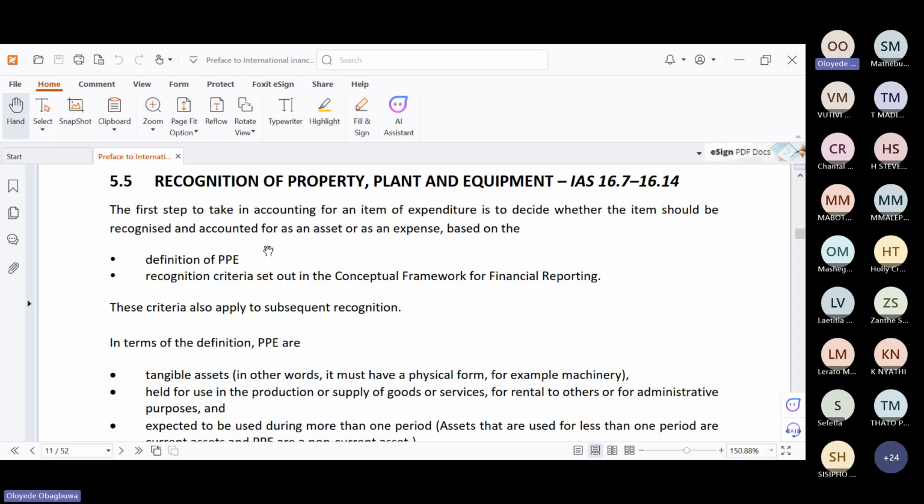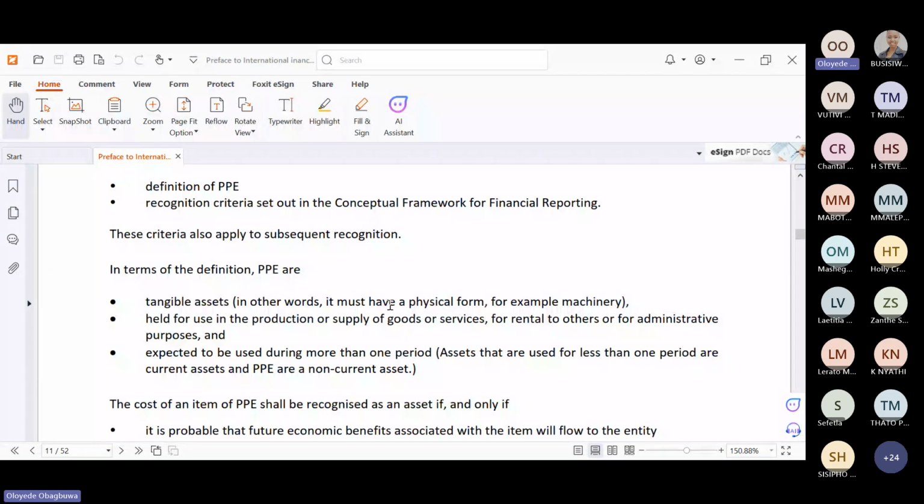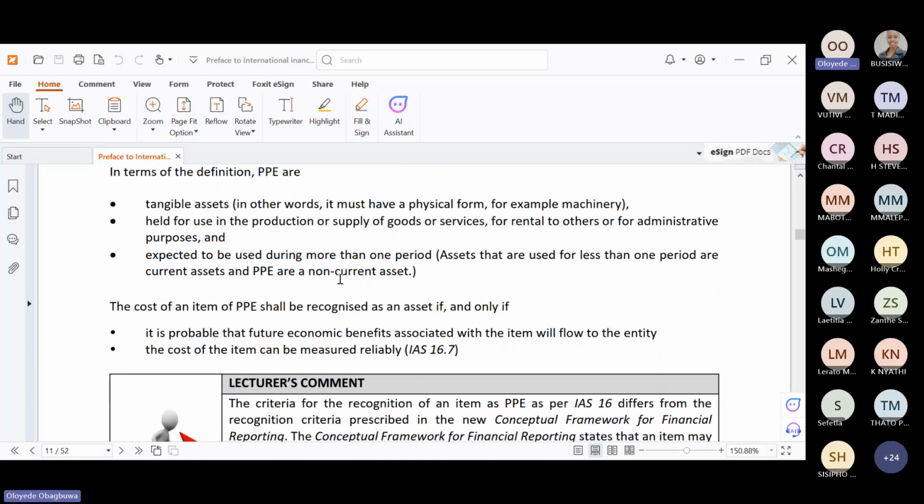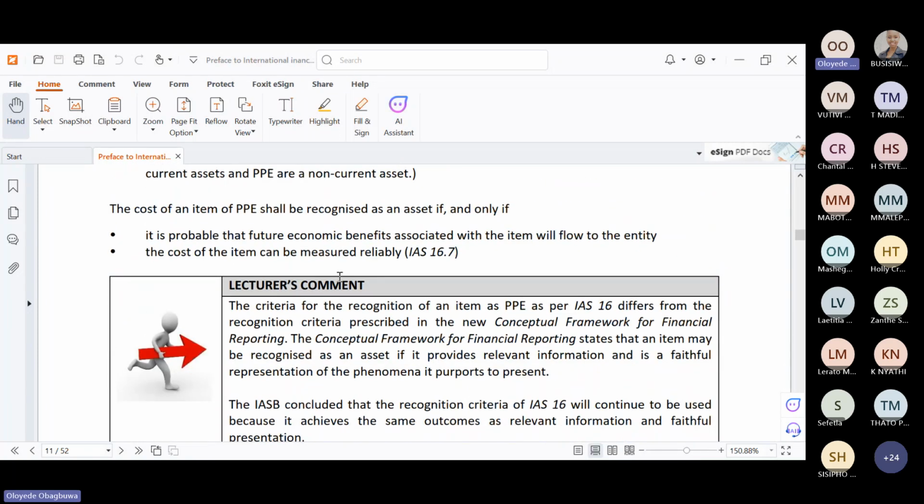You have to be familiar with that, so that when you see a question you will know whether it will be treated as an asset or not. If it doesn't meet the recognition criteria of an asset, then it cannot be an asset. It can only be an asset when it meets the criteria of an asset. All this you can just go through because of our time. We have a lot to cover today.